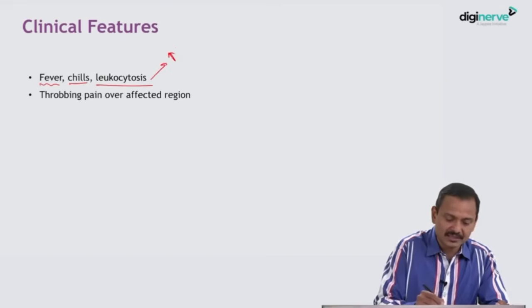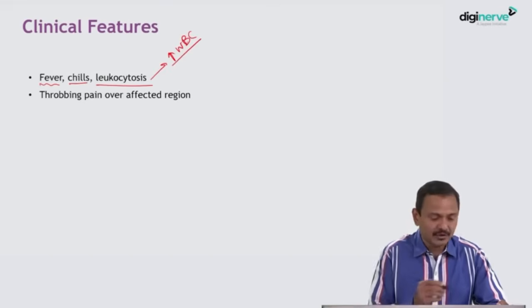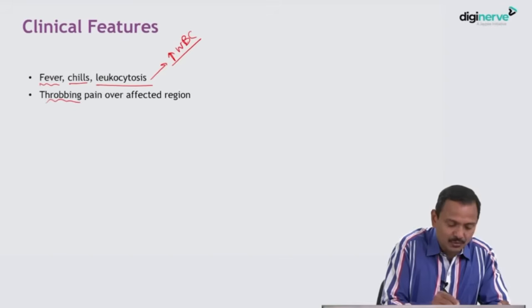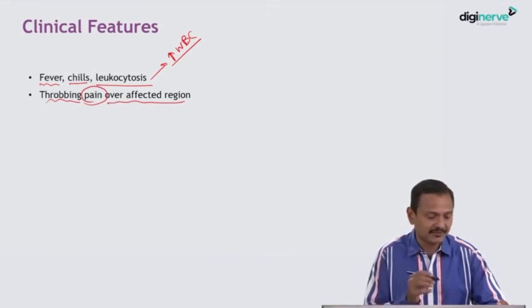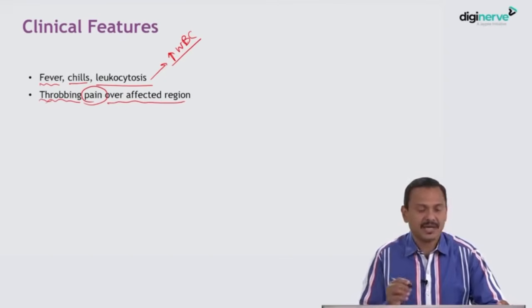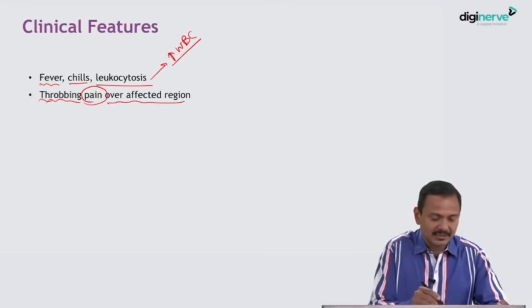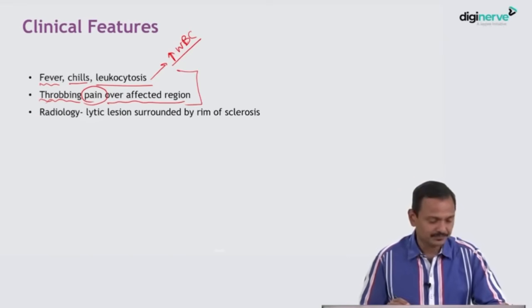So like any other infection, fever, chills, leukocytosis, this is increase in WBC. So this is common for any infective or inflammatory lesion. In addition to that, you can have throbbing pain over the affected region. So any bone that is affected with osteomyelitis will also have throbbing pain, and that will not even respond to analgesics. But these are common features to any infective lesion.